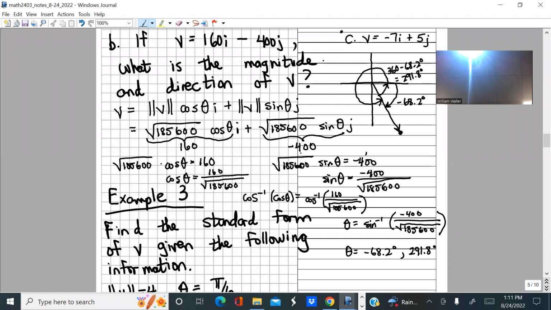So you could also figure out the correct direction from this equation, but you have to be careful about it, because if you just wrote down 68.2, you would have a direction in the first quadrant, which is not what we wanted.